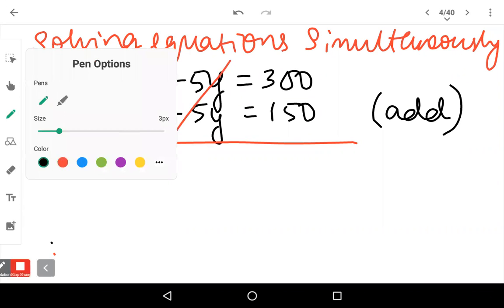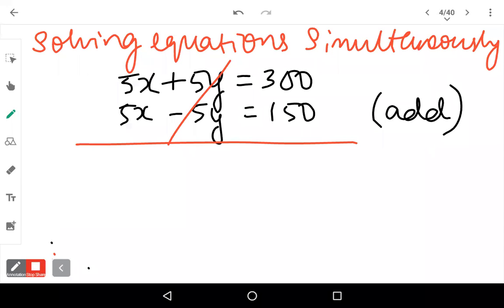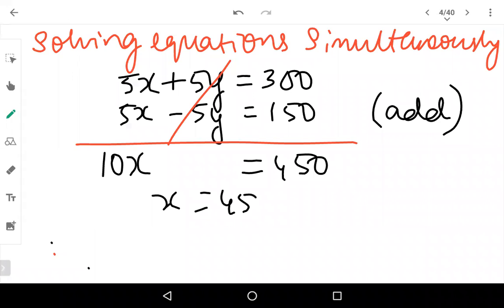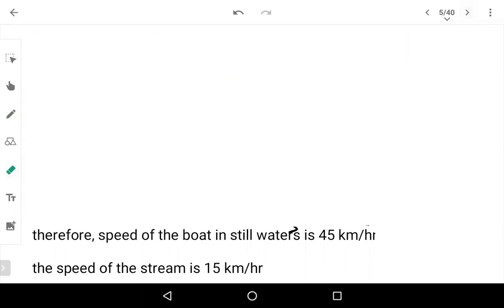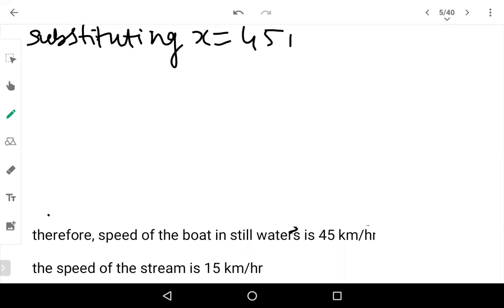And then 5x and 5x, I'll get 10x is equal to 450. X is equal to 450 by 10. Therefore, x is equal to 45. This is the value of x. Now, once we get the value of x, let us substitute that in the other equation. That is going to be substituting x is equal to 45 in equation 1.